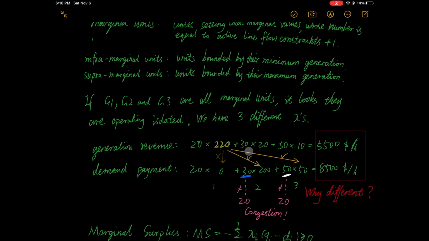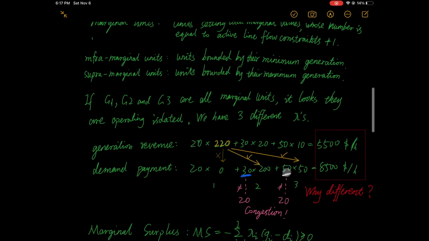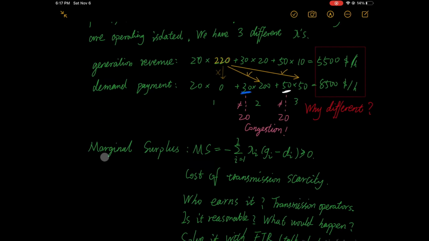But what makes this different from situations without congestion is that, due to congestion, prices at node 2 and 3 are no longer $20 per megawatt. That is to say, for the same portion of electricity, generator 1 generated and got paid at a lower price, but loads in 2 and 3 bought at a higher price. This difference value is called marginal surplus.